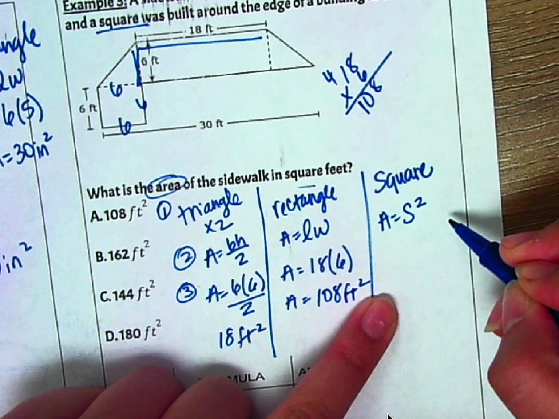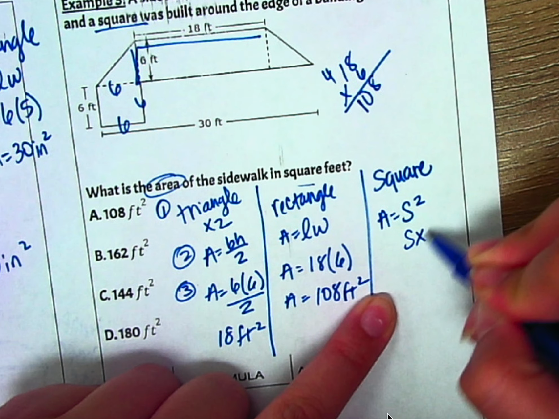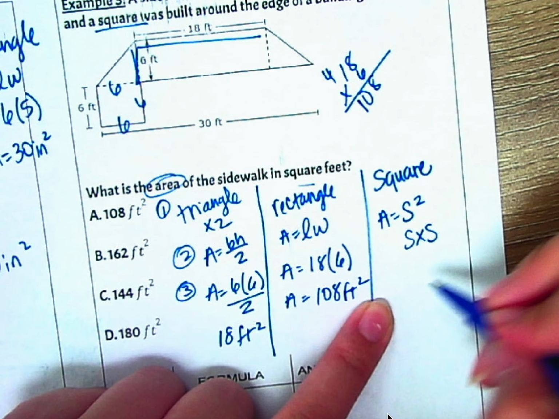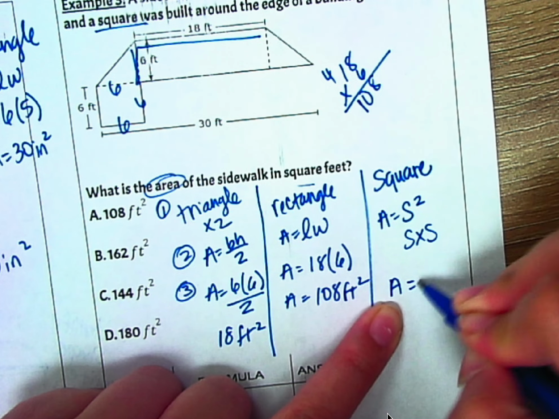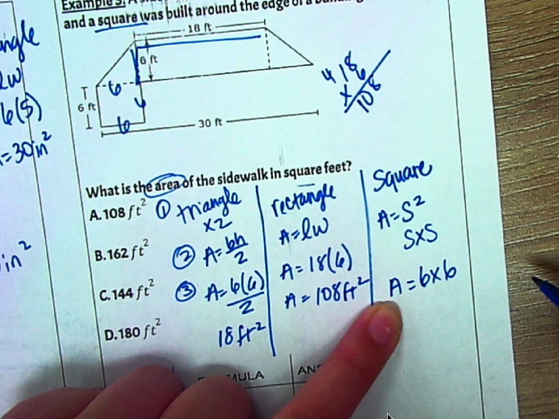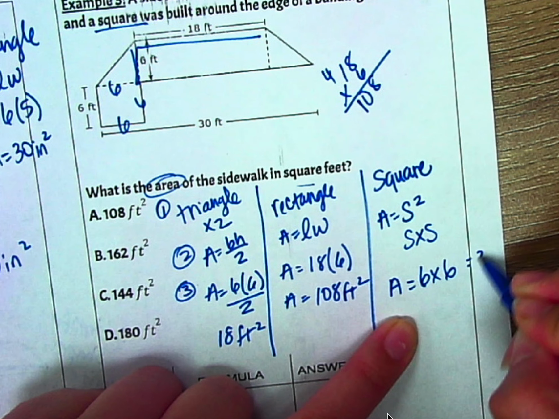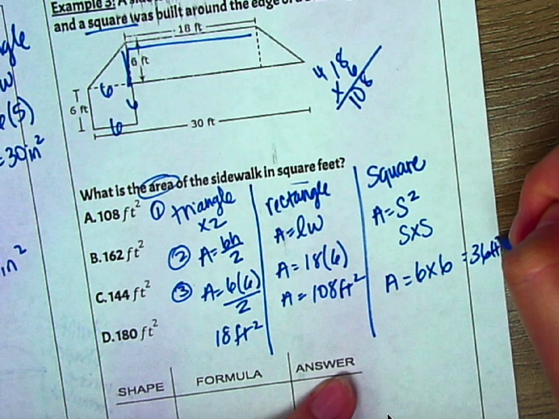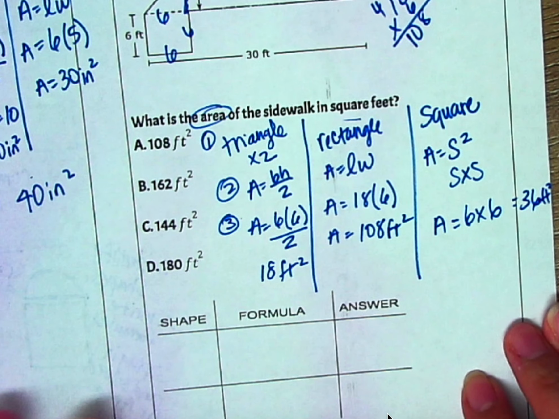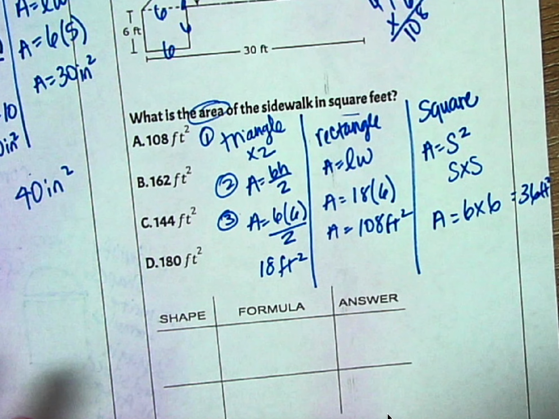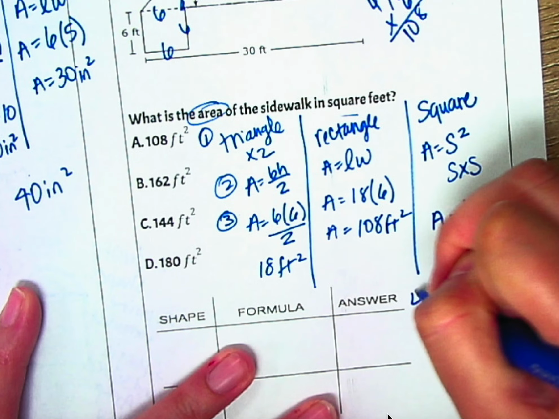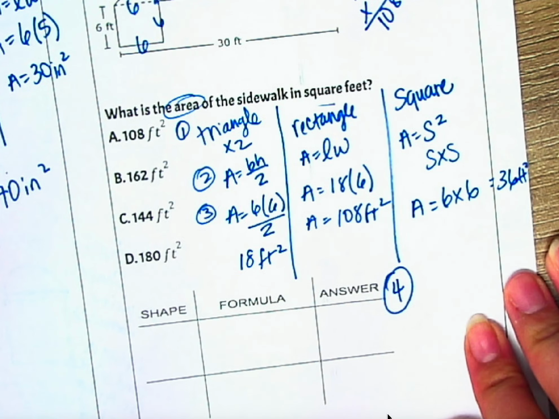Now I'm going to do the last one. Remember, S squared just means S times S. That's all it means. So I know my side is 6, so I just have to do 6 times 6. That's going to give me 36. Okay, 36 feet squared. Now, I finished with step 3. I found all of my areas. Now I'm going to do step 4. Step 4 is going to be to add all of the areas.